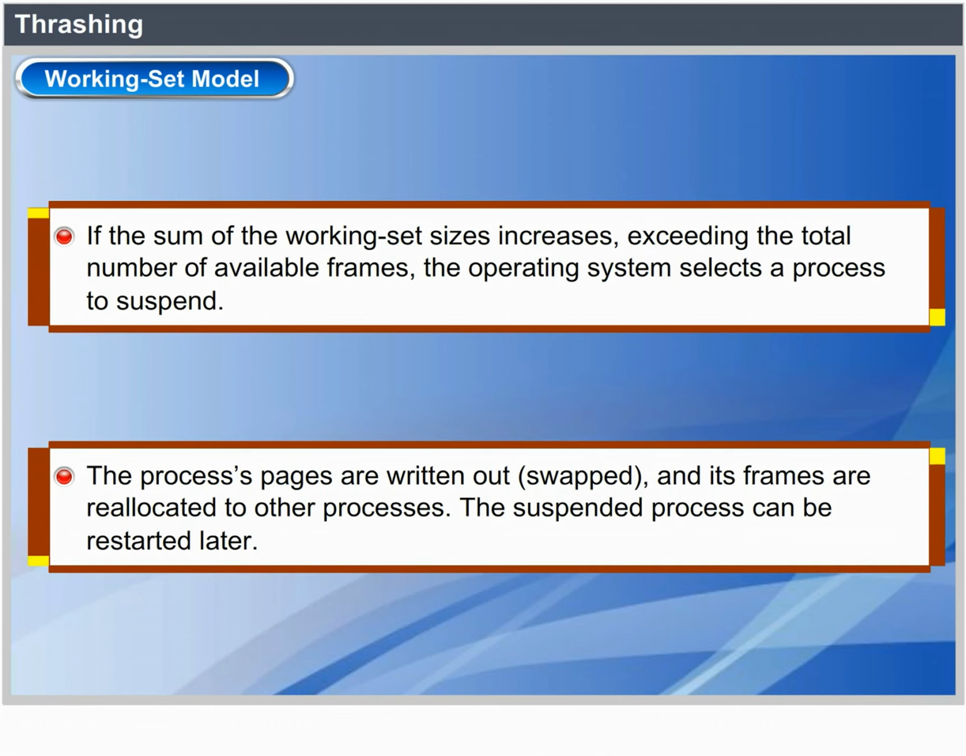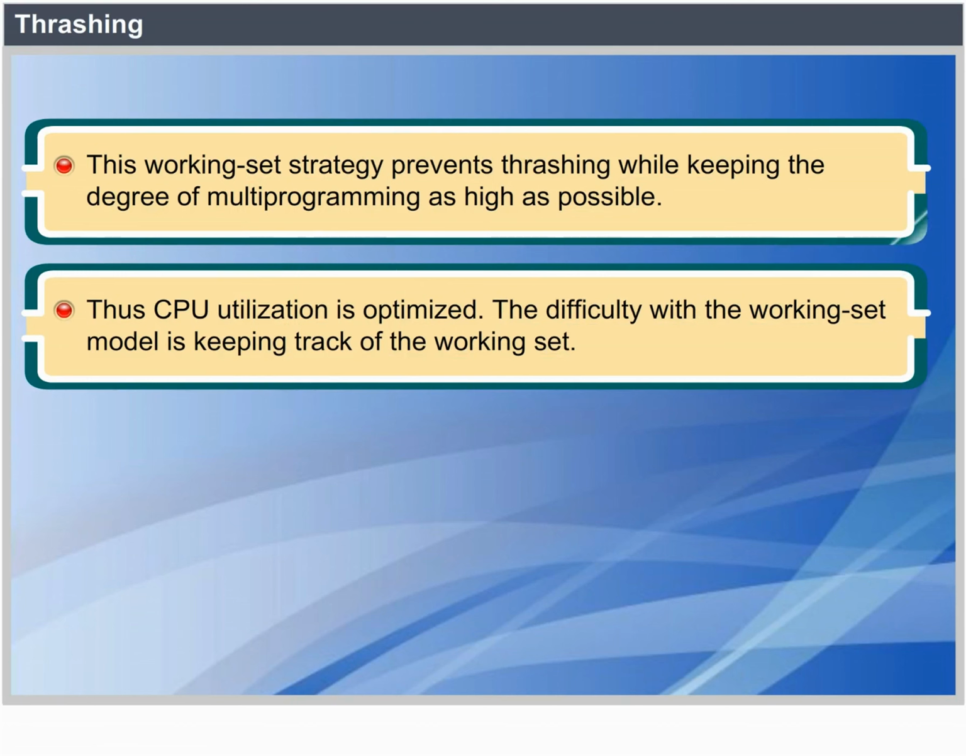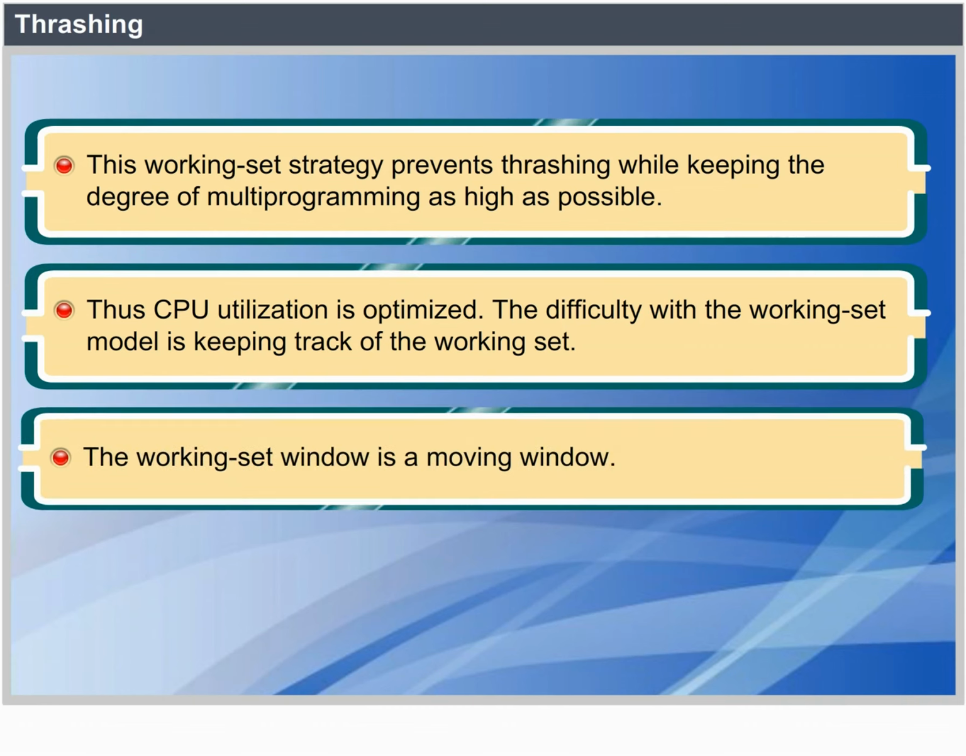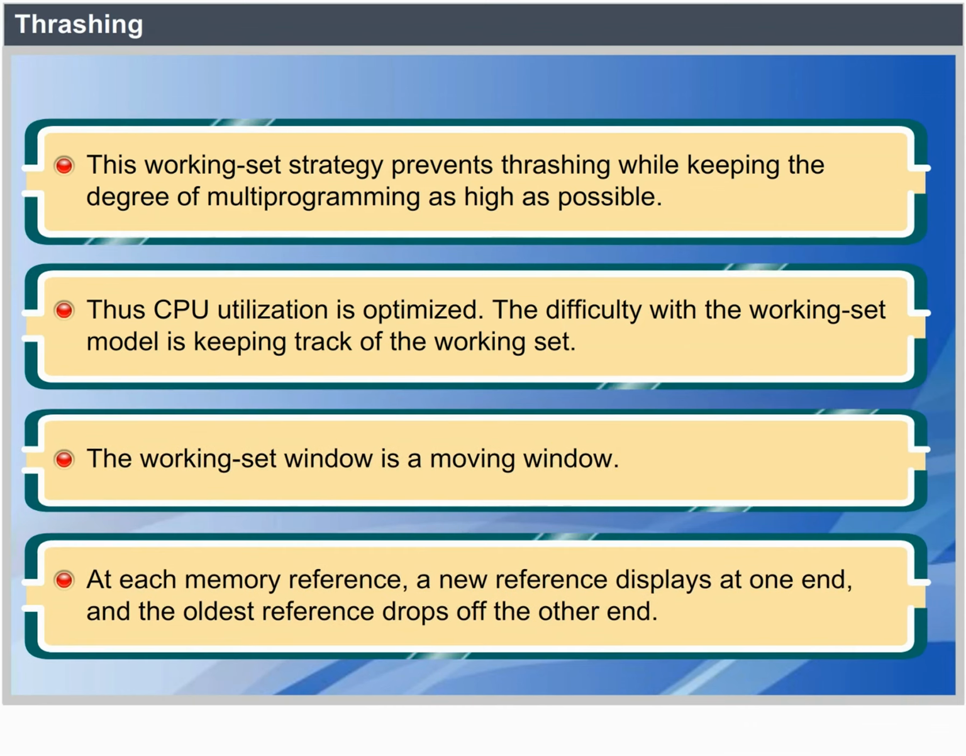This working set strategy prevents thrashing while keeping the degree of multiprogramming as high as possible. Thus, it optimizes CPU utilization. The difficulty with the working set model is keeping track of the working set. The working set window is a moving window. At each memory reference, a new reference appears at one end and the oldest reference drops off the other end. A page is in the working set if it is referenced anywhere in the working set window.